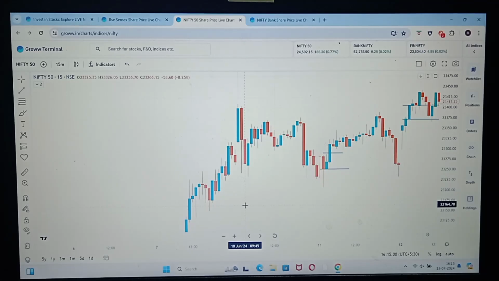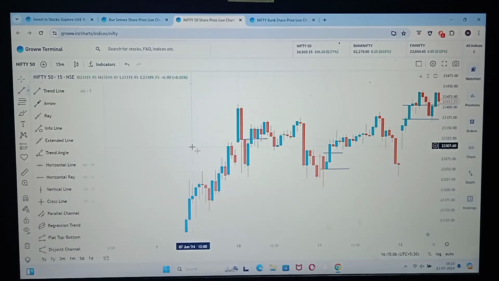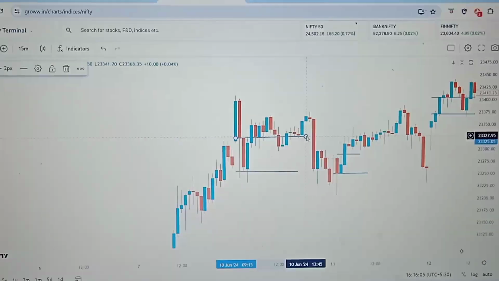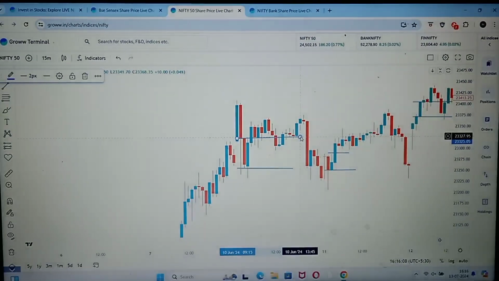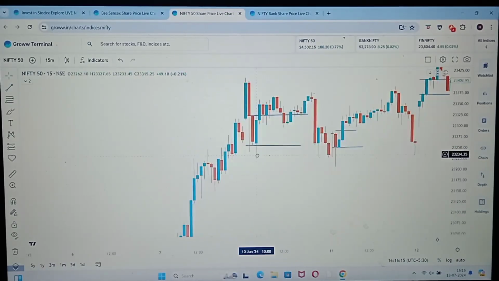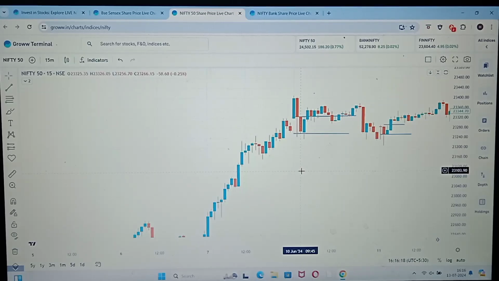On 10th of June at 10:45, big red candle marking the high and low. We'll be seeing this 10:15, we got a trade at 23,325 level. Again 30-40 points. Here we can take trade 1, trade number 2 we can take here. So you can see easily we have made profit on 10th of June.